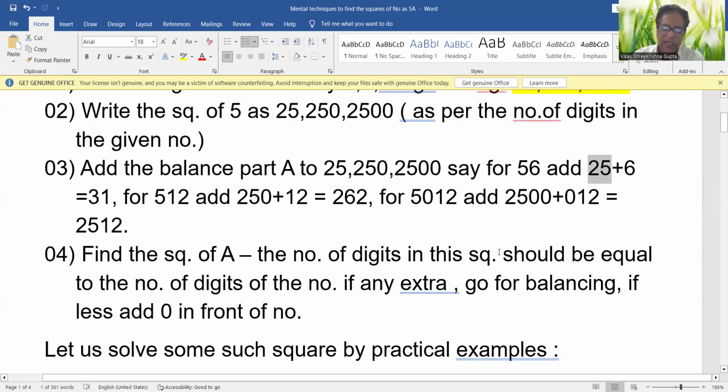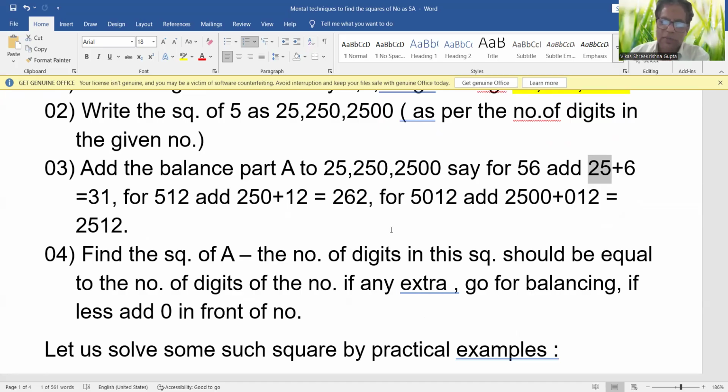Now for the balance part, the right part, find the square of a. The number of digits in this square should be equal to the number of digits of a. If they are extra, you have to go for balancing. If they are less, then you add 0. Now I will explain all these in my examples.